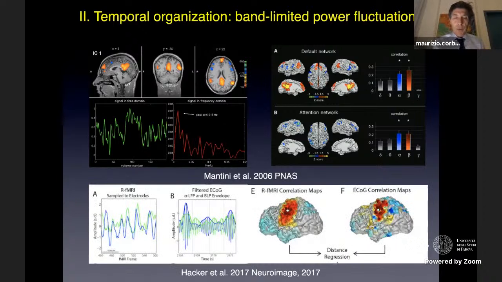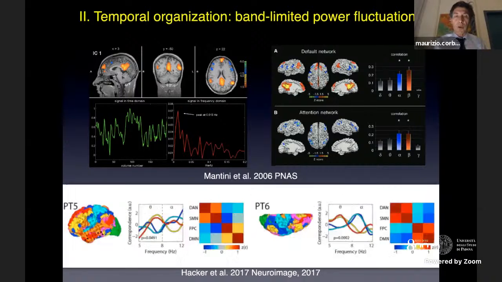If we go to a higher spatial resolution, this is work done in collaboration with Hacker and others at WashU. Here we have subjects that have been recorded with ECOG, and you see the fMRI fluctuation on the left, again slow fluctuation of the fMRI signal. You have the power of the ECOG signal in the alpha band, and you see power fluctuation with the same frequency content. And now you see a correlation map between the resting state fMRI seed and the ECOG seed, and you see the similarity of those two seeds. Again, demonstration that low frequency fluctuations are corresponding.